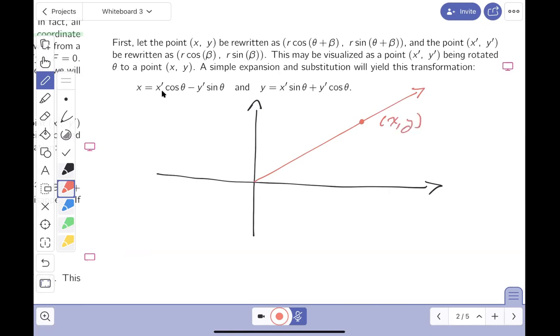And they say, first let the point x y be written in the form. Well, now they're going back to that old fashioned thing that we've done. And the form over here, this is going to be theta plus beta. All right. This is R. Now, what do I mean by that? The radius of the circle that goes through there.